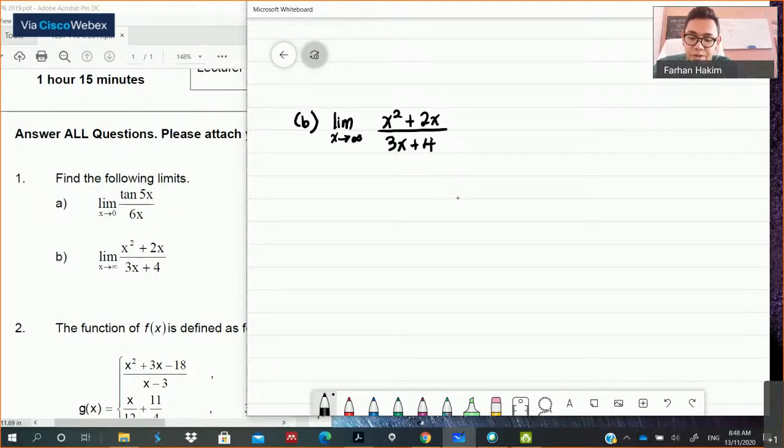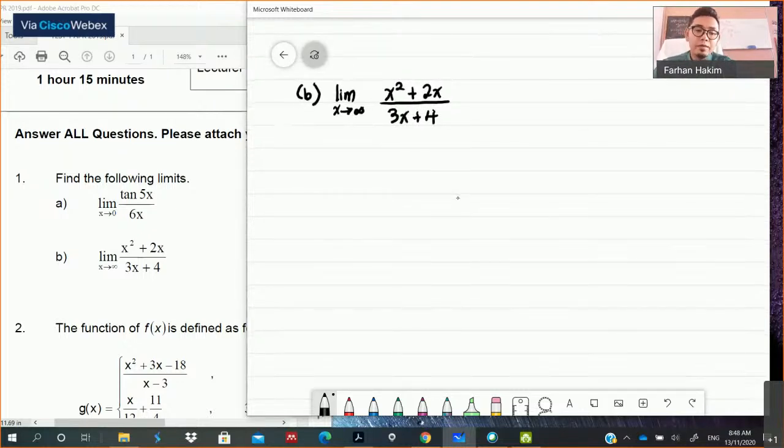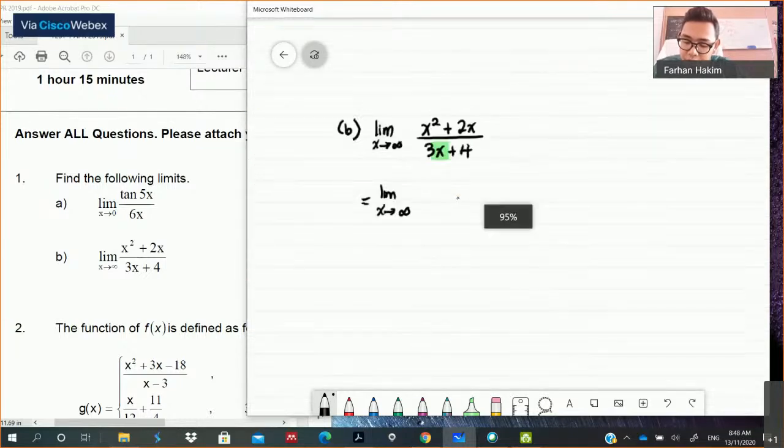Note that for this type of question, we have to divide by the x with the highest power at the denominator. The highest power of x that occurs in the denominator is, in this case, x. So every term at the numerator and also the denominator should be divided by x. Limit as x approaching infinity means positive infinity. So everything should be divided by x.